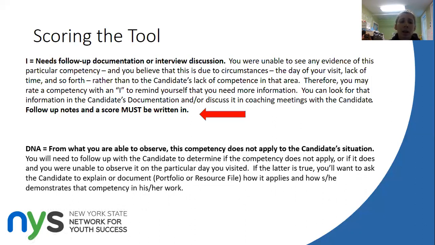DNA. So this is from what you're able to observe, the competency doesn't apply to the candidate. You're going to want to ask the candidate to explain or document how it applies to how he or she demonstrates the competency in his or her work. But you're going to want to follow up to make sure that it really doesn't apply to their situation. There's really only a few standards that this might apply to. So you really want to gather as much information as you can before you write does not apply.